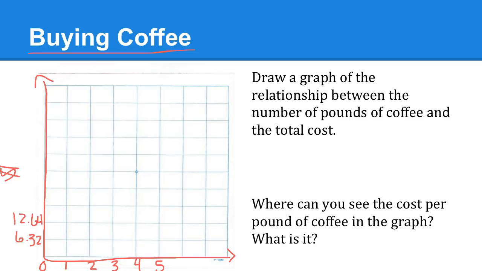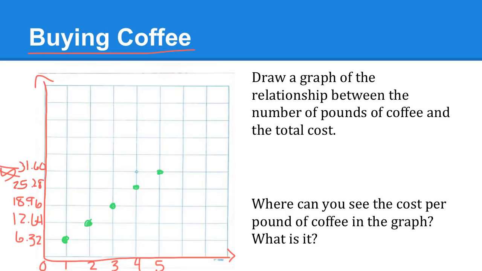So I'm just going to put in 1 pound of coffee, 2 pounds of coffee, 3 pounds of coffee, 4 pounds of coffee, which is 25.28, and 5 pounds of coffee, 31.60. Now I was able to do that because my intervals were all even, and so I could use my data right off the table. So 1 pound of coffee cost this, 2 pounds, 3 pounds, 4 pounds, 5 pounds.